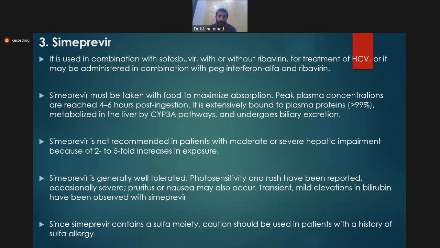Simeprevir is not recommended in patients with moderate or severe hepatic impairment because of 2 to 5-fold increases in exposure. It is generally well tolerated, and photosensitivity and rash have been reported occasionally. Severe pruritus and nausea may also occur. Transient elevation in bilirubin may also occur with simeprevir. Since simeprevir is a sulfur-containing drug, it should be used cautiously in patients who have a prior history of allergy to sulfur drugs.